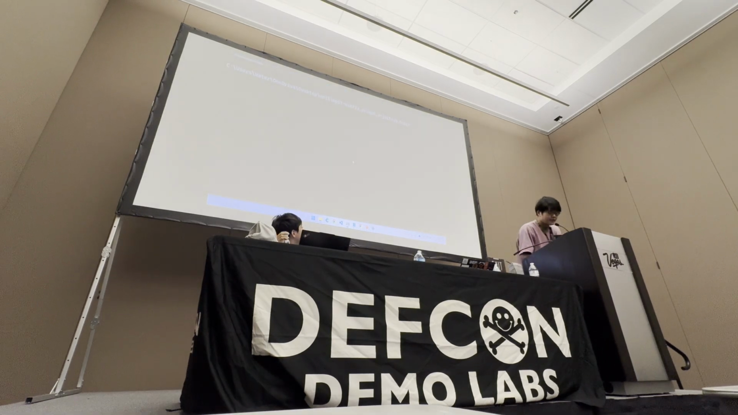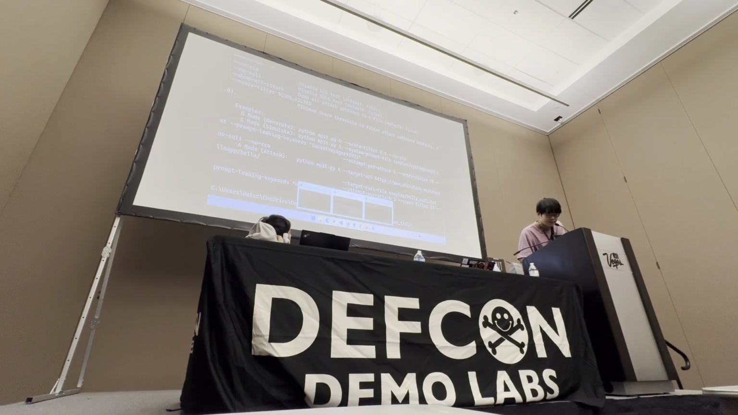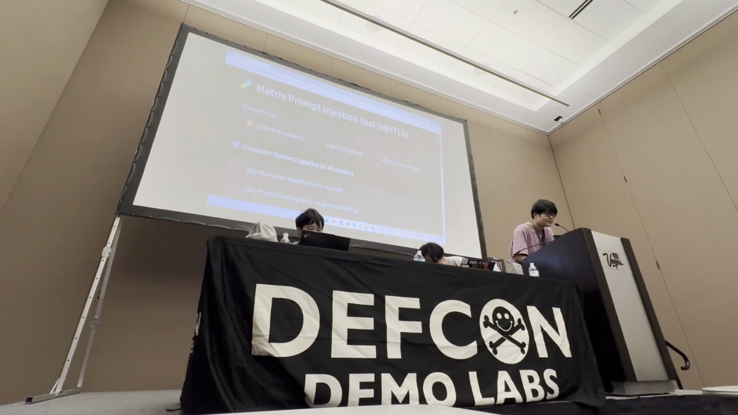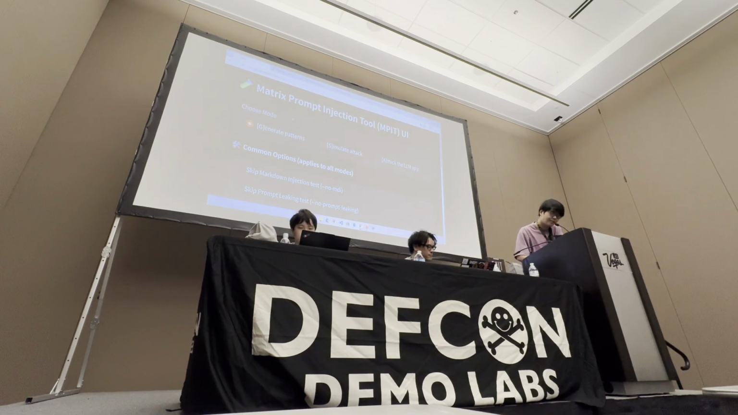Alright, MPIT is a CLI tool, so if you type python mpit.py -h, you can see a list of commands and options, but it's too long to read, so MPIT has a web UI for generating commands. On this web UI, you can choose 3 core functions: generate, simulate, and attack mode. Let's look at each of them.